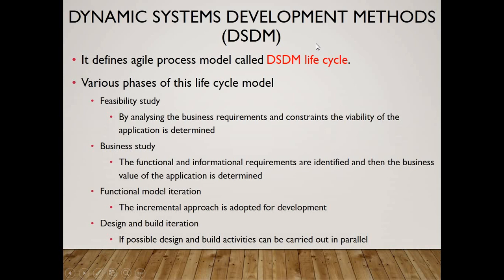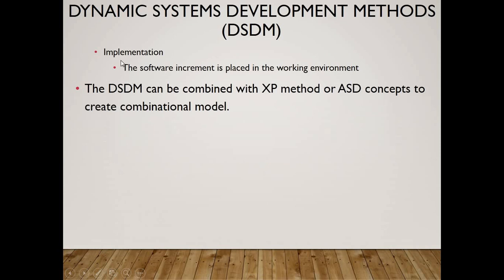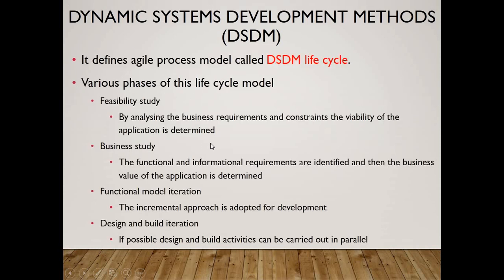Previously we have learned about our software development life cycle. Here its name is DSDM life cycle. Various phases in the DSDM life cycle. First one is feasibility study, second is business study, third is functional model iteration, fourth one is design and build iteration, and fifth and last one is implementation.